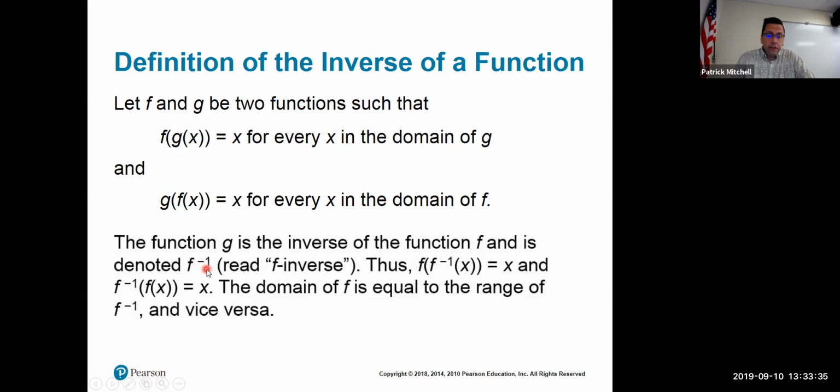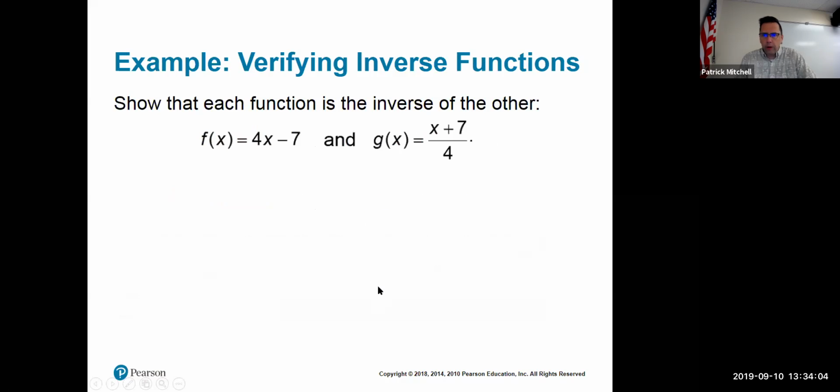All right. So this sort of notation with the superscript -1 can mean two different things in math. It can mean a -1 exponent, which means reciprocal, but it can also mean inverse. So you never, ever want to read this as f to the -1. That is not what that means. This is read f inverse. So this is just a certain kind of function.